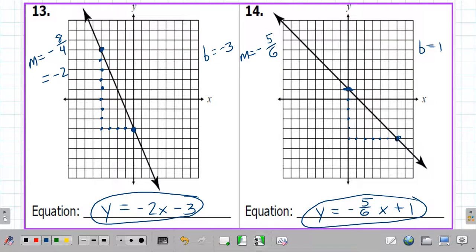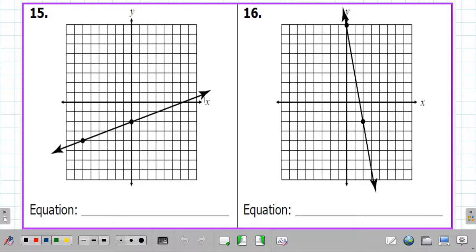And the last two of these right here, number 15: the y-intercept right here, we just have to go down 2. So in that case, b is equal to negative 2. The slope in this case is going to be positive, and it goes up 1, 2, and over 1, 2, 3, 4, 5, 6, which does reduce to the fraction 1/3. So my equation is then going to be y is equal to 1/3 x minus 2.